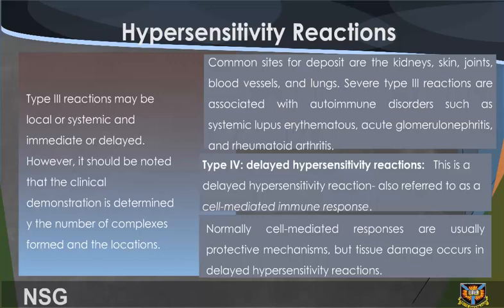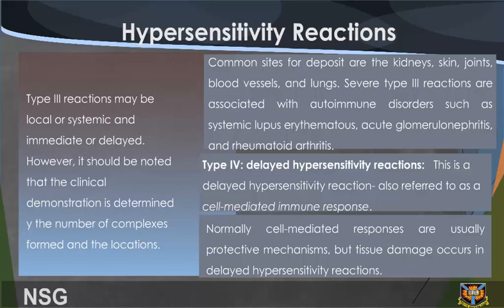Severe type 3 reactions are associated with autoimmune disorders such as systemic lupus erythematosus, acute glomerulonephritis, and rheumatoid arthritis. Type 4, delayed hypersensitivity reactions. This is a delayed hypersensitivity reaction, also referred to as a cell-mediated immune response.